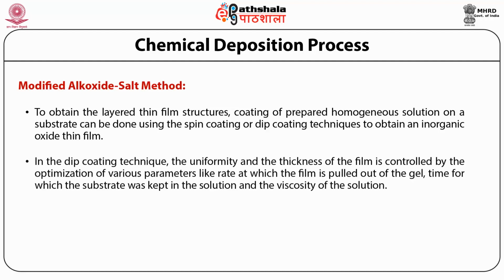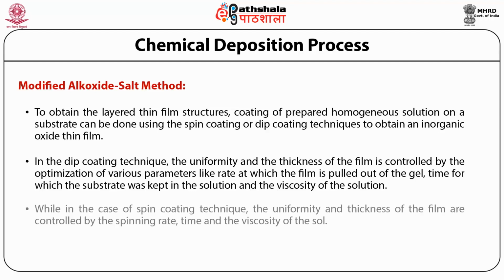Now, in the dip coating technique, the uniformity and the thickness of the film are controlled by optimization of various parameters like the rate at which the film is pulled out of the gel, the time for which the substrate is kept in the solution, and the viscosity of the solution. While in the case of the spin coating technique, the uniformity and thickness of the film are controlled by the spinning rate, the time, and the viscosity of the sol.